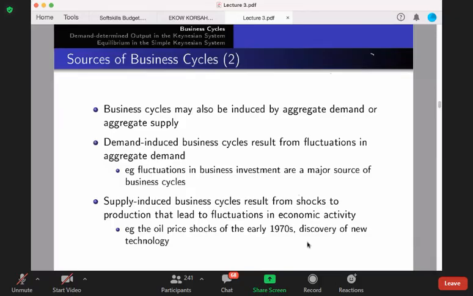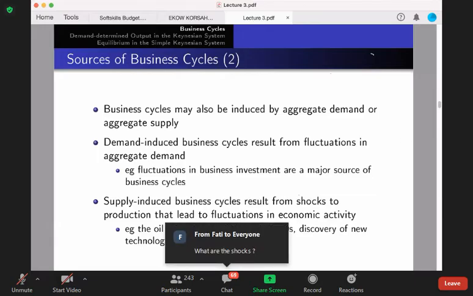When a new technology is discovered, you know what happens? GDP will shoot up. Jude.